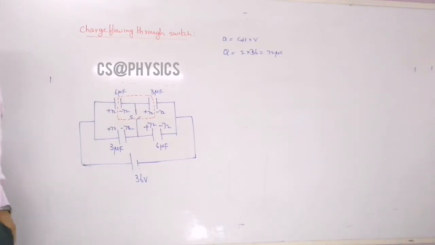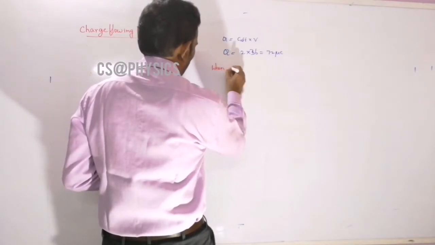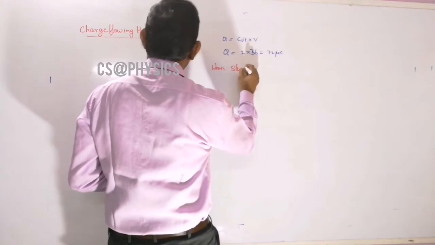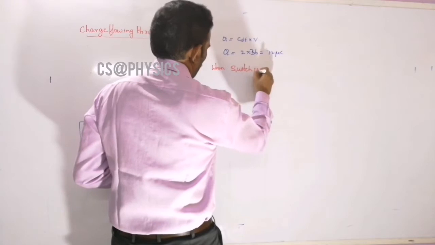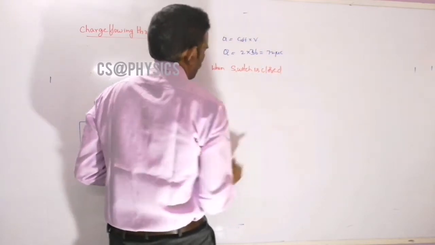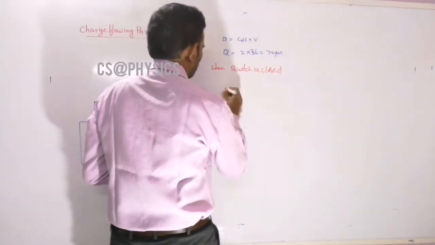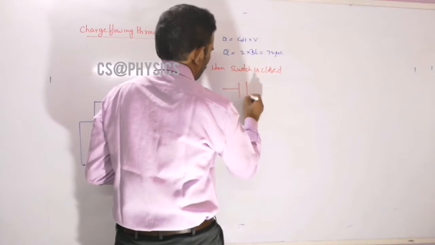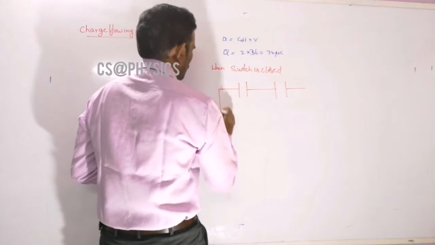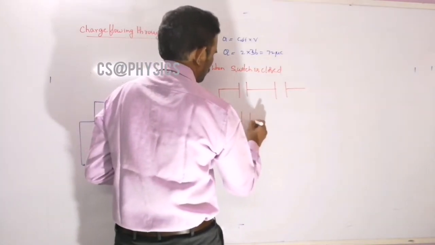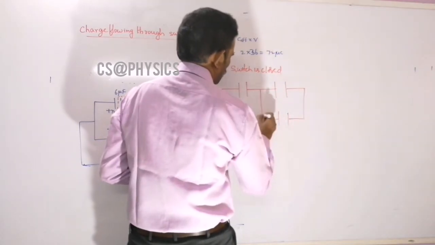And next, let us consider that once that switch is closed. So when the switch is closed, now let us consider the circuit here. When the switch is closed, we can consider the circuit as, so the circuit can be represented like this. So this is the switch that we are closing here.